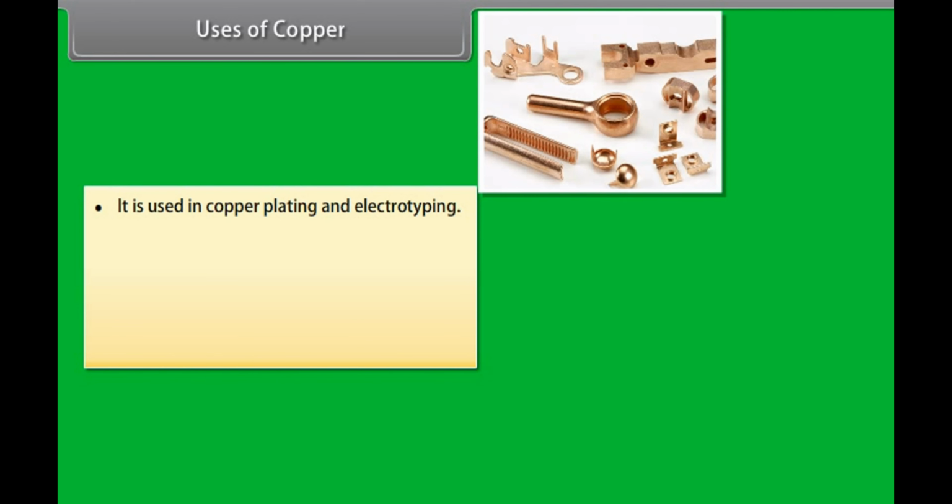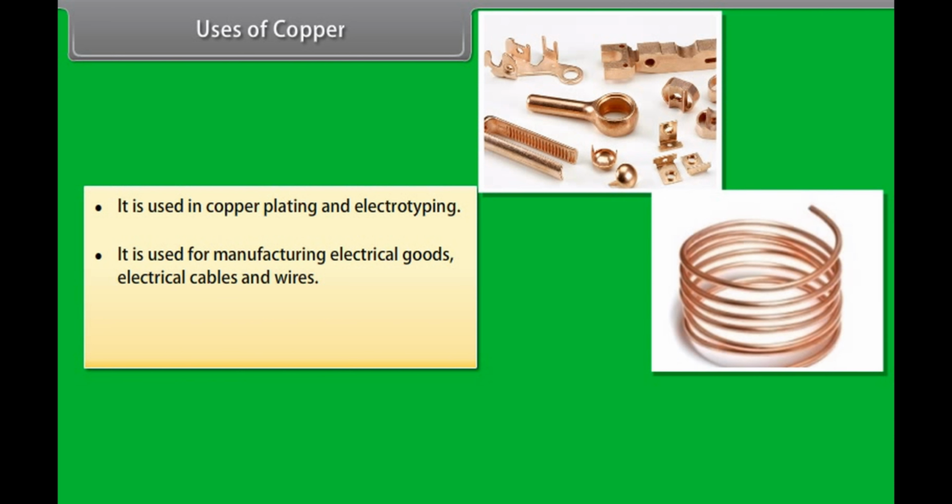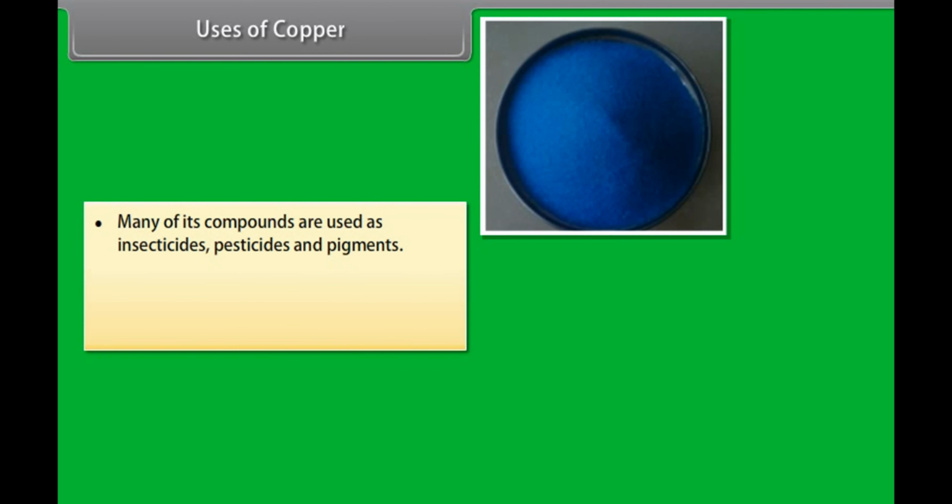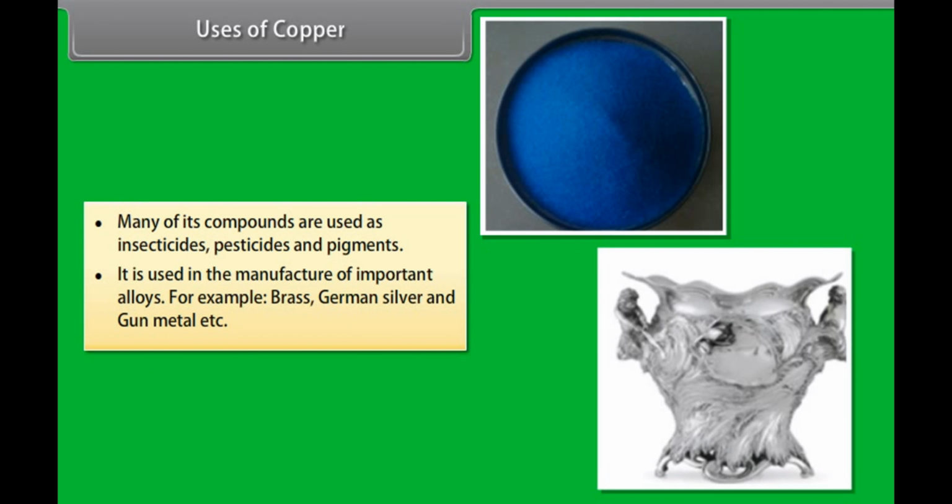Uses of copper. It is used in copper plating and electrotyping. It is used for manufacturing electrical goods, electrical cables, and wires. It is used for making vacuum pans, heating utensils, and calorimeter. Many of its compounds are used as insecticides, pesticides, and pigments. It is used in the manufacture of important alloys, for example, brass, German silver, and gunmetal, etc.